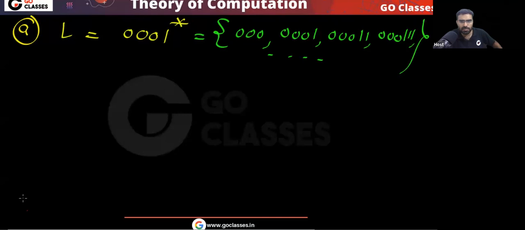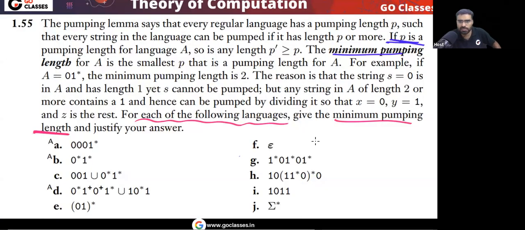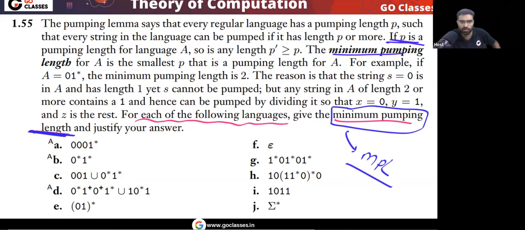Okay. So tell me one thing. From where you will start? You want the minimum pumping length, MPL. So let's call it MPL. So tell me from where you will start.